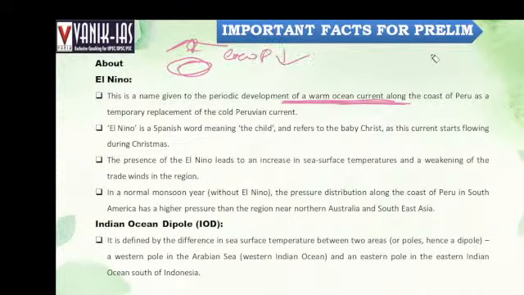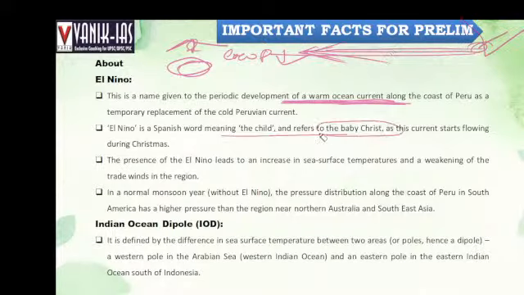When pressure decreases, air will flow towards that direction. From the Indian Ocean, air will flow towards the Peru coast, so it will not go towards the subcontinent. That's why, when moisture goes in this direction, the monsoon becomes weak. That is El Nino. El Nino is a Spanish word meaning the child, referring to baby Christ.